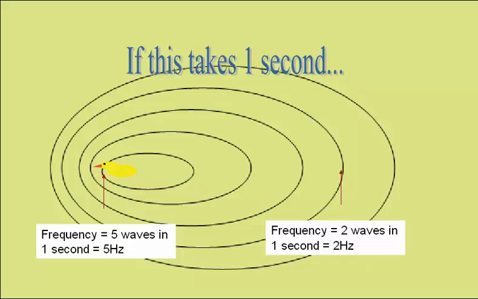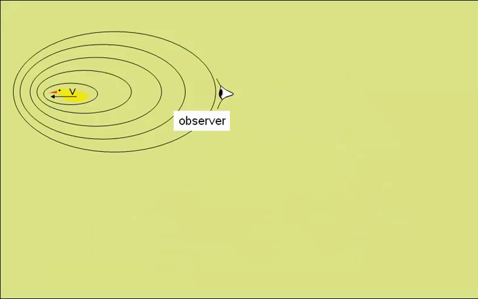We experience this effect with sound every day. As a car whizzes past you, it has a higher frequency coming towards you and a lower frequency going away. Something like this. Meow. Let's look at this situation in a bit more detail.